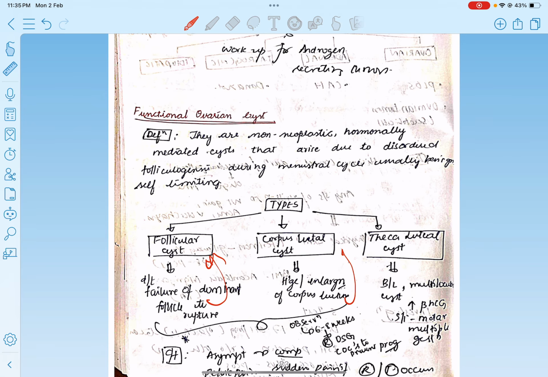Then again, theca luteal cyst. What are the major 2 things which you need to rule out? You need to rule out whether pregnancy is present, because it's due to beta HCG, and also any GTN or even multifetal gestation for that matter. Wherever beta HCG is high, you need to rule out this condition.